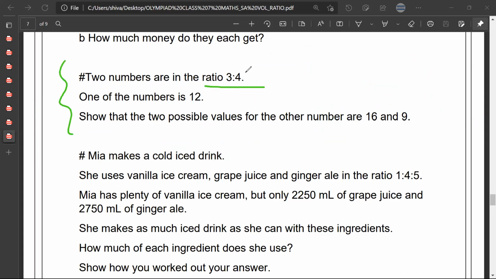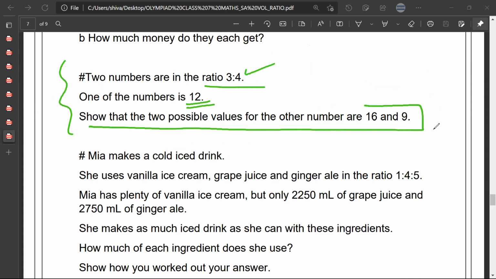Two numbers are there in the ratio 3:4. One of the numbers is 12. Show that the two possible values for the numbers are 16 and 9. Mr. Sarthak, how should I do this?